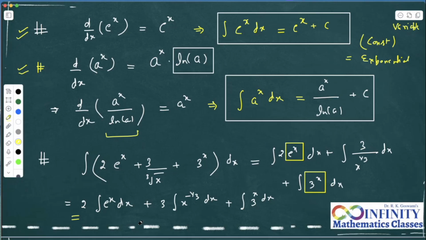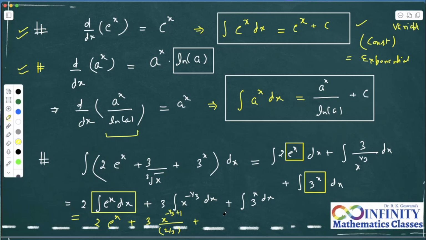Okay. So keeping 2 as it is, help me. What is the integration of e power x? It is as it is. Perfectly okay. For 3 x exponent negative 1 by 3, I will be using the polynomial rule I told you. You add 1, so it should be x exponent 2/3, divided by 2/3. Perfectly okay. And what is the last part?